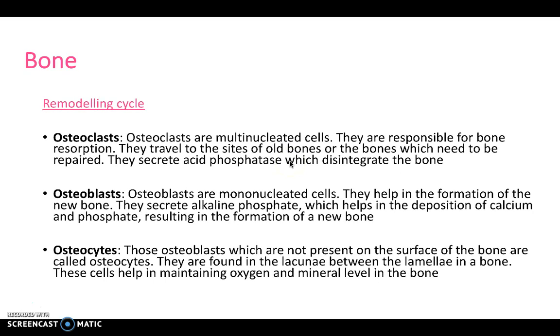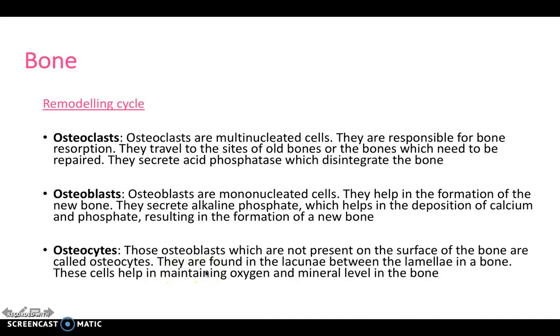So if we're getting rid of bone, we need something to balance that out. So we have osteoblasts, and these are mononucleated cells, as opposed to osteoclasts, which are multinucleated. Osteoblasts help in the formation of new bone, so they secrete alkaline phosphatase, which helps in the deposition of calcium and phosphate, resulting in the formation of new bone. So bone remodeling is a balance between osteoclastic and osteoblastic activity, and you'll see this in diagram form on the next slide. So what are osteocytes?